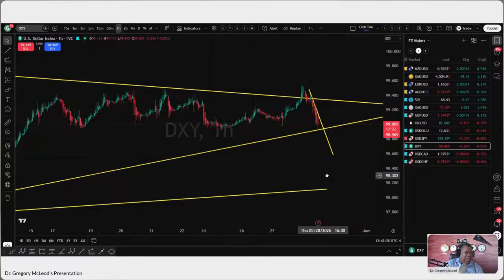5,612.11, and then we had a correction, a 1, 2, 3, 4, 5, or A, B, C correction, right? Three-wave correction against the trend.